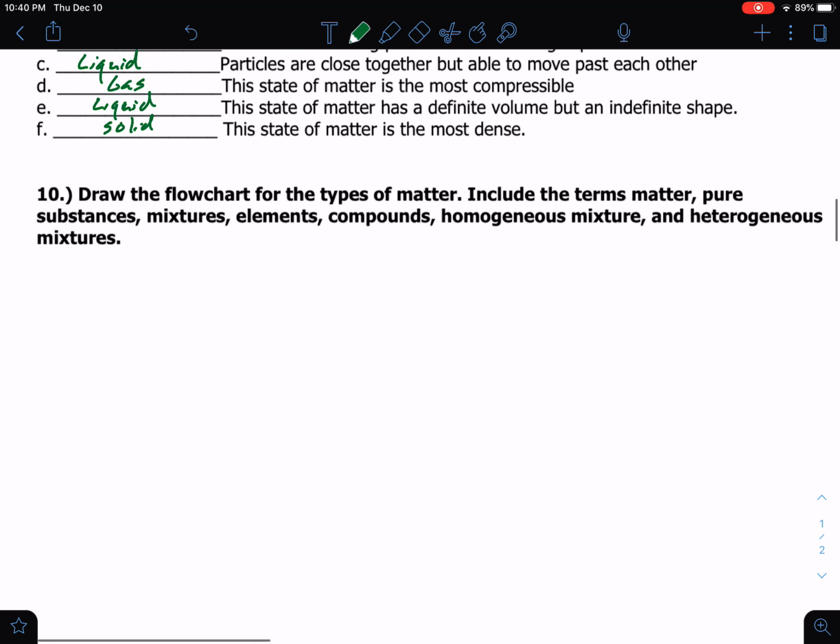Number 10, draw the flow chart for the types of matter. Include terms matter, pure substances, mixtures, elements, compounds, homogeneous mixtures, and heterogeneous mixtures. Okay, so we have matter, which is everything, since everything is composed of matter. That is going to be broken down into two things: you have substances and you have mixtures.